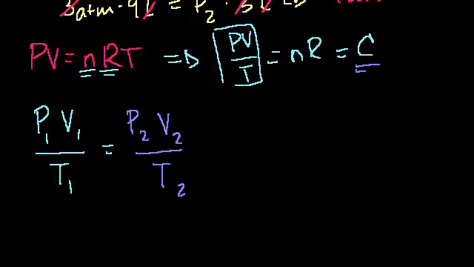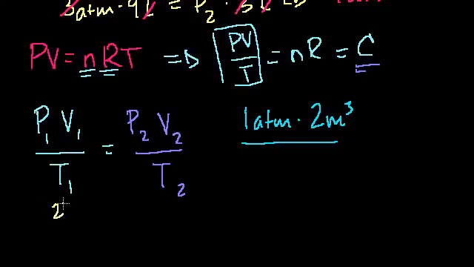So for example, let's say I start off with a pressure of 1 atmosphere, and I have a volume of 2. I'll switch units here just to do things differently. 2 meters cubed, and let's say our temperature is 27 degrees Celsius. I wrote Celsius because I want you to always remember you have to convert to Kelvin. So 27 degrees plus 273 will get us exactly to 300 Kelvin.